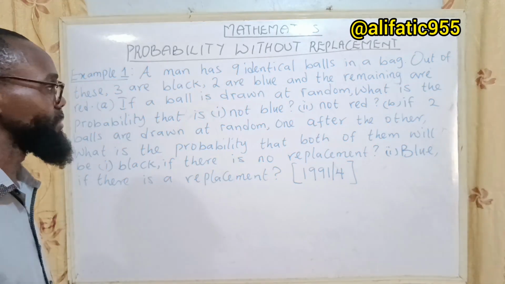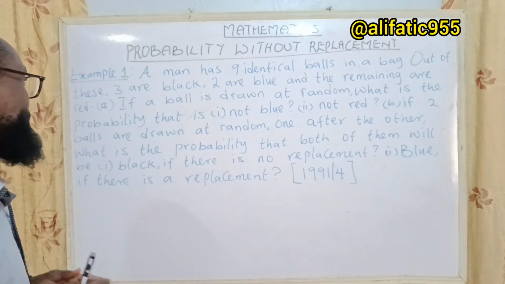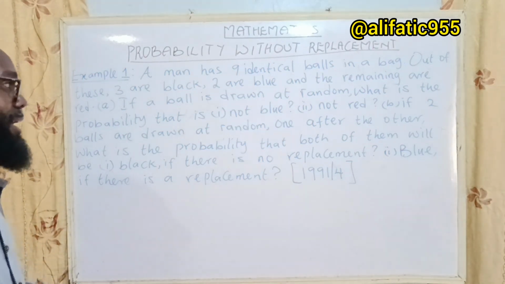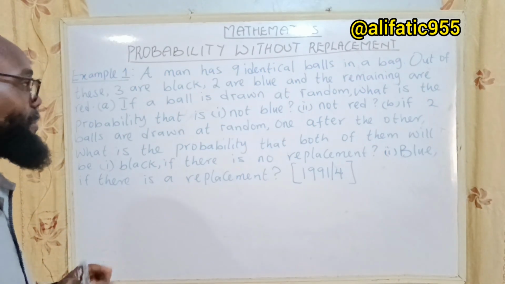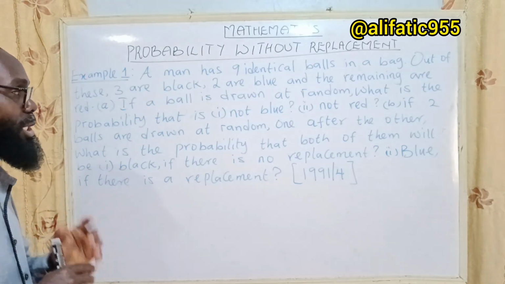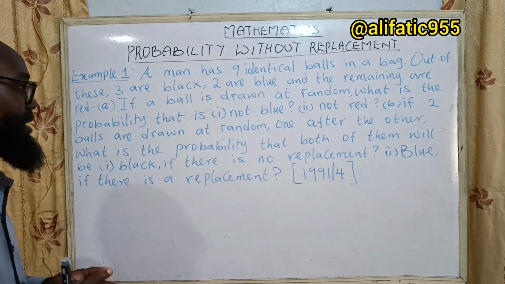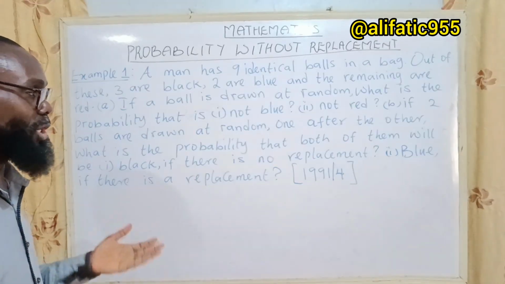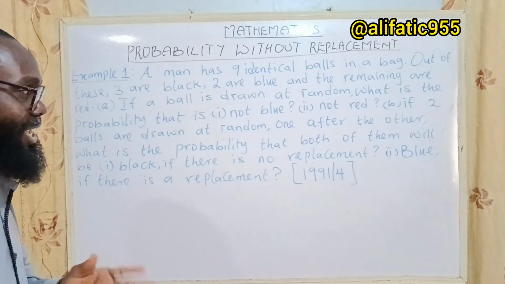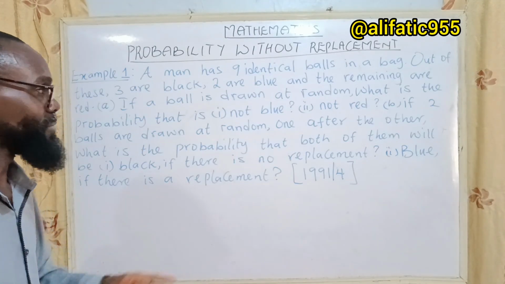Example 1. A man has 9 identical balls in a bag. Out of these, 3 are black, 2 are blue, and the remaining are red. Question A. If a ball is drawn at random, what is the probability that it is not blue? Roman figure 2, not red. Look at that word, not blue and not red. We're going to deal with that.